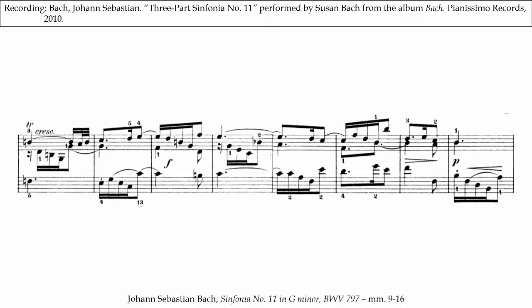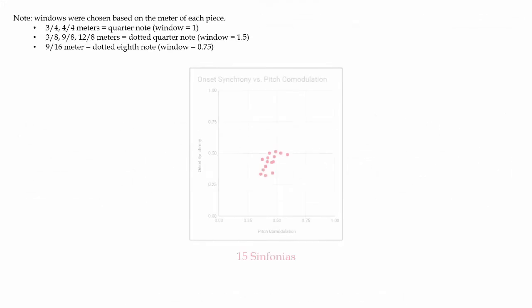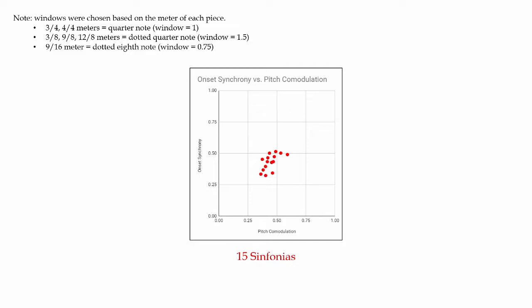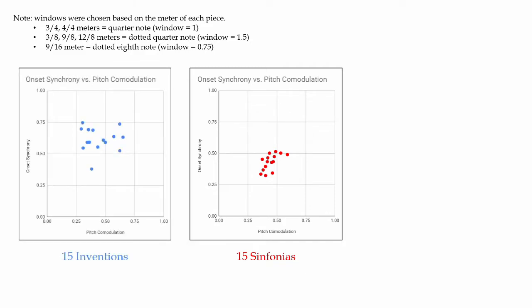Our statistical analysis showed that the 3-part sinfonias had significantly less onset synchrony than the 2-part inventions, but there was no significant difference for the pitch commodulation. This means that the sinfonias are considered to be more polyphonic than the inventions, but mostly due to rhythmic aspects.